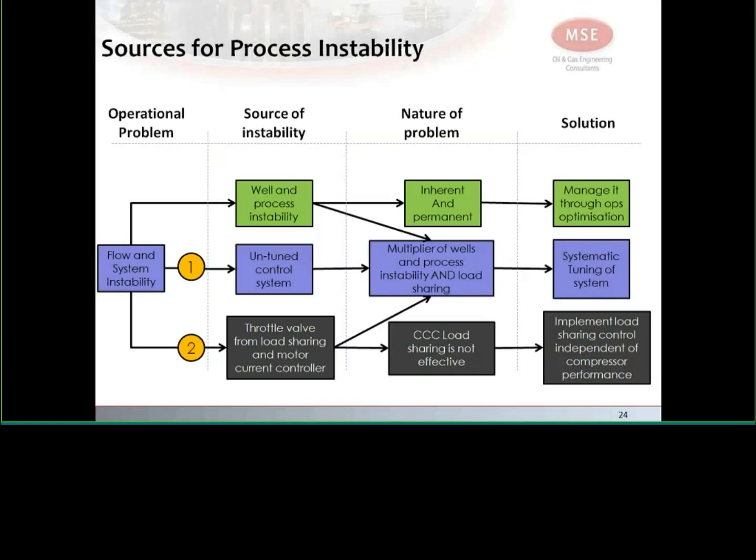The primary one being well slugging, which is something that we can't control. It's a natural fact of any process, and the only thing that we can do is manage it. And with a properly troubleshot process, it is actually not that bad. It will not cause additional disturbance, and there have been operations where this has been managed very well.